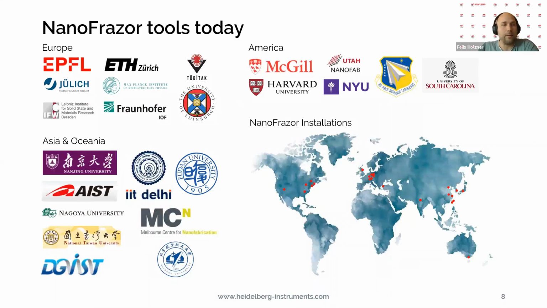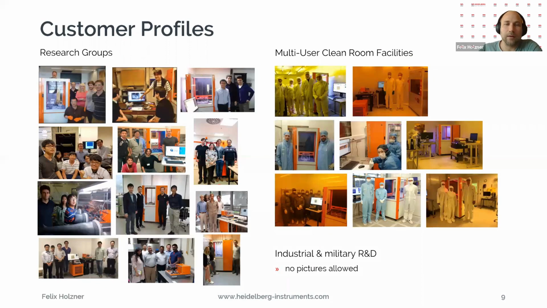Today there are a little more than 25 systems distributed all over the world. You see a few example customers here from Europe, America, Asia, or Australia. And they are quite diverse customers. On the one hand, we have multi-user clean room facilities. On the other hand, you can use the NanoFrazor lithography system also outside of a clean room. It can be convenient in a clean room if you have all the other instruments close by, but you can also do all the advanced nanoprocessing and fabrication outside of a clean room. Some people put it inside a glove box, as you see here. And we also have a few industrial and military customers. So it's moving in various directions.